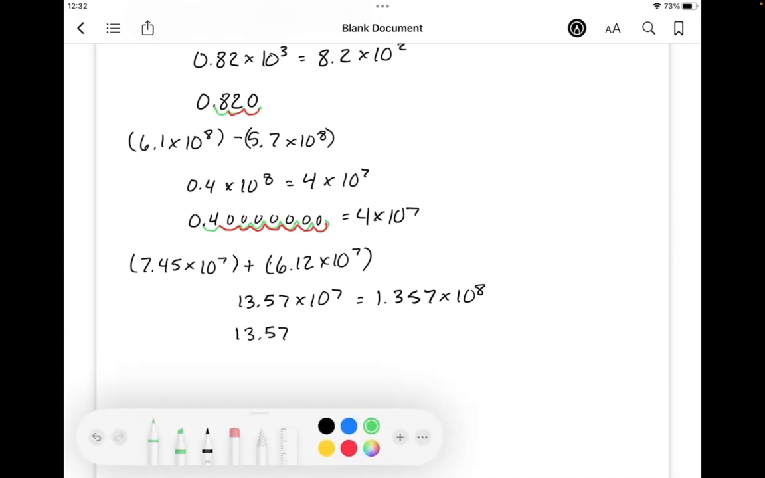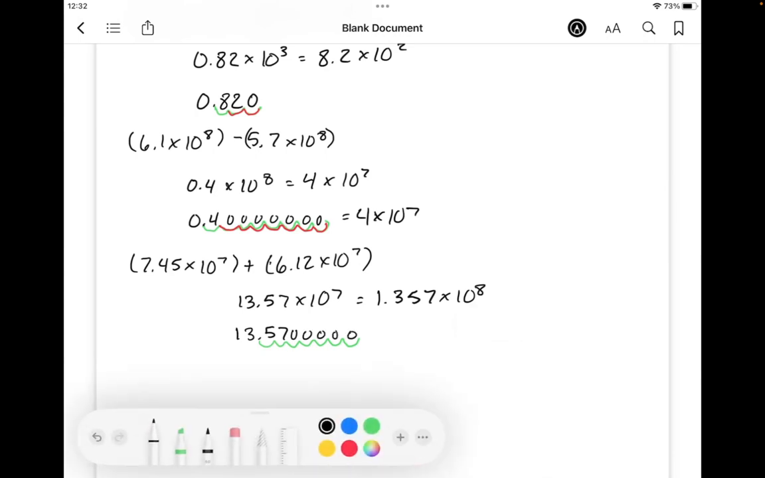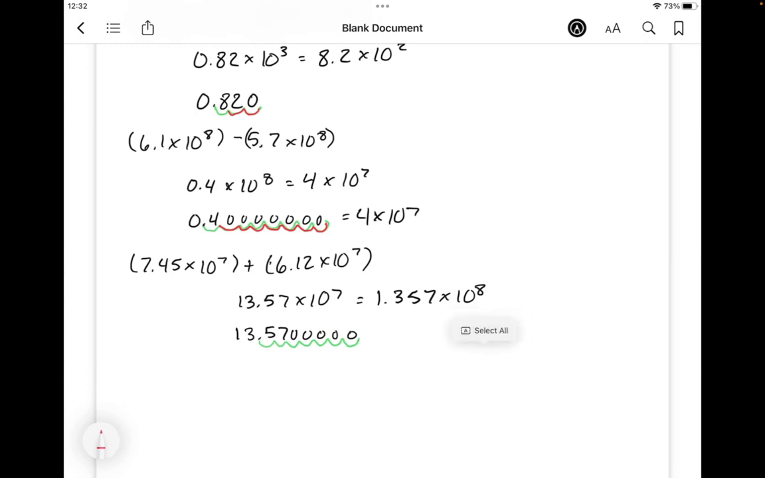Move the decimal 7 places to the right. 1, 2, 3, 4, 5, 6, 7. And that's going to give us that number. Then putting it back in scientific notation, 1, 2, 3, 4, 5, 6, 7, 8. And so that is going to be equivalent to 1.357 times 10 to the 8th.